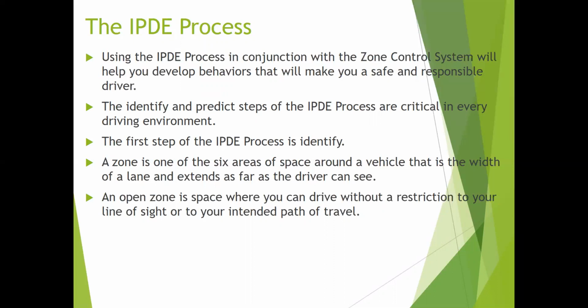An open zone is a space where you can drive without a restriction to your line of sight or your intended path of travel. So a red light would be a closed zone, right? Or if you're pulled up to a stop sign and you're going to go left, and you look to your right and you can't really see because of a bush or a tree or whatever, you might have to roll up and do a second stop. So you have an open zone. So you know for sure. You cannot guess when you're going to leave that stop sign and think, well, I don't think anybody's coming. No, that's not a good solution. You have to know.